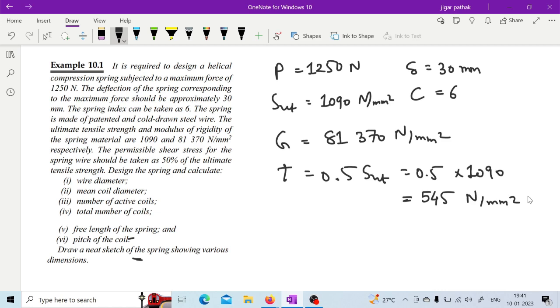So now first you can calculate the wire diameter, right, as it is asked here. So how can you calculate the wire diameter? From the deflection equation. Here is the formula. The shear stress formula will give you the wire diameter, correct? Because the shear stress formula is what? Tau is equal to K into 8PC upon pi d cube, right? Sorry, pi d square. Right? This formula will give you the wire diameter.